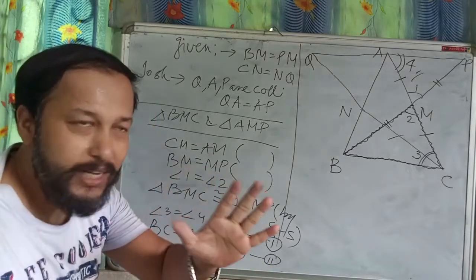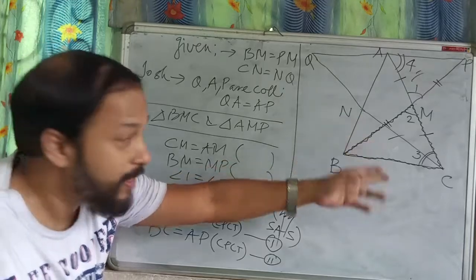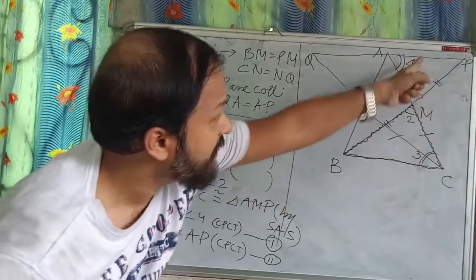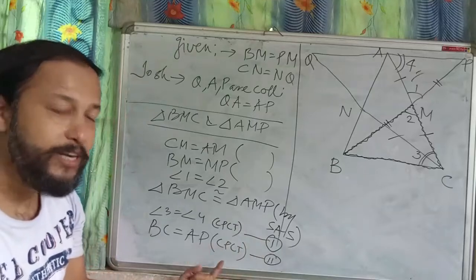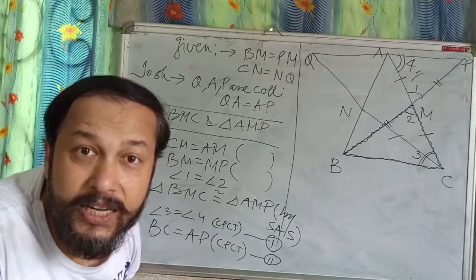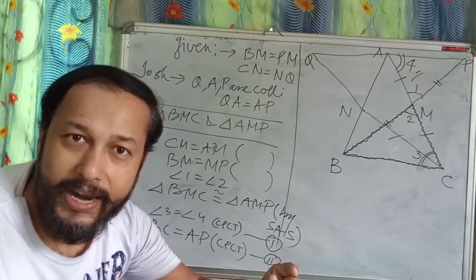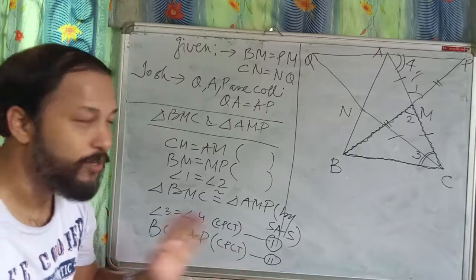Understood? So when two triangles are congruent, then their angles are also the same, like this angle equal to this angle and this side equal to this side. That is what I have written. But in brackets you must mention CPCT. What is the full form of CPCT? Corresponding parts of congruent triangles. Just write CPCT. Equations 1 and 2.